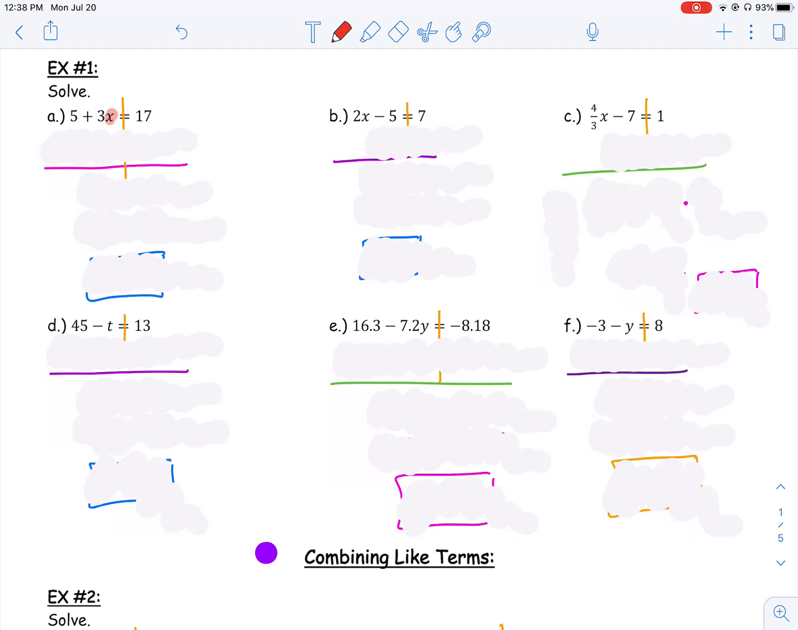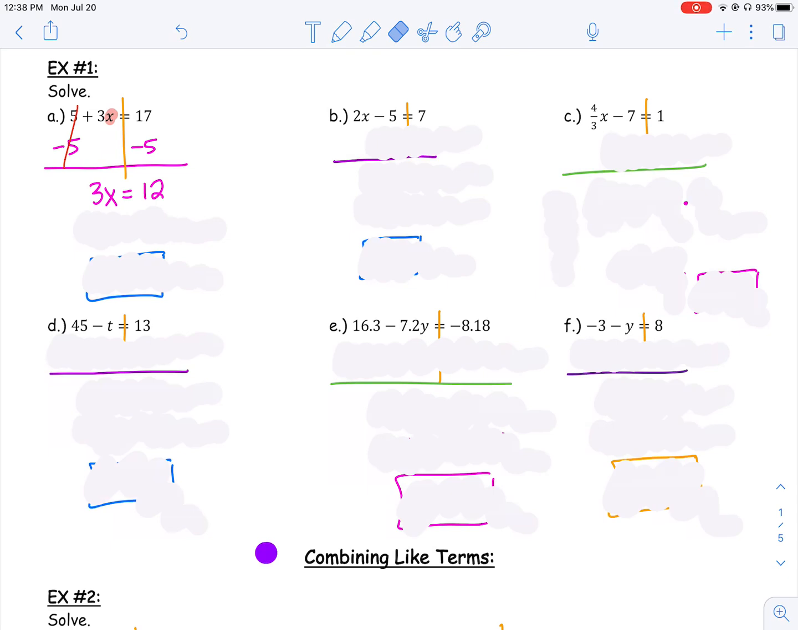And if you notice, the 5 is being added to the 3x. And so I want to do the opposite of adding 5. I want to subtract 5. Now remember, as long as I do it to both sides, I should still be okay and balanced. So let's subtract 5 from both sides of the equation. When I do that, 5 minus 5 is 0, and so I just have left a 3x on the left side. 17 minus 5 is 12. So now my equation looks like this: 3 times x equals 12.